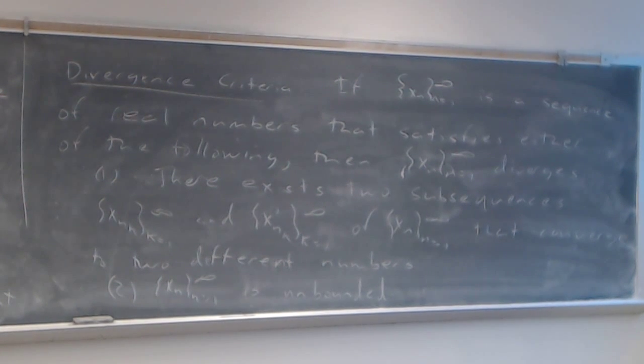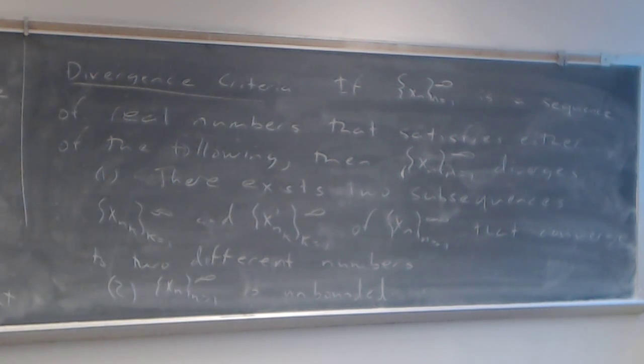What this statement is saying is if you've got one of these two qualities, either one, if you're a sequence and you've got one of these two qualities, then you're divergent. But it turns out that if you're divergent, you have one of these two qualities. So really it's an if and only if statement. We're just not saying it that way here.